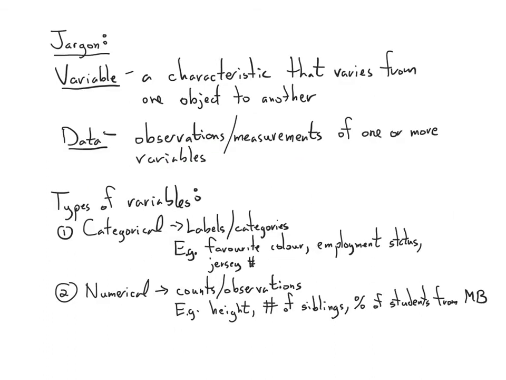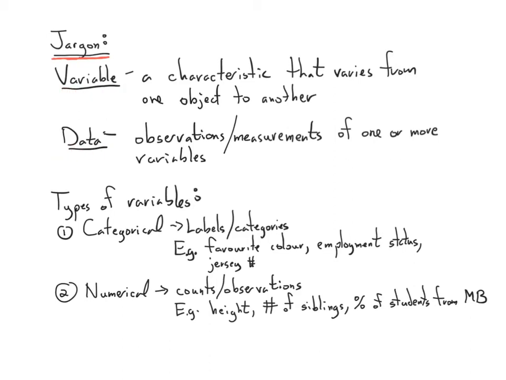And a little jargon to get through. Whenever we start a new topic, we'll always start by talking about some terms, just so we have the same language to talk about these things. And the two most important are variables and data.